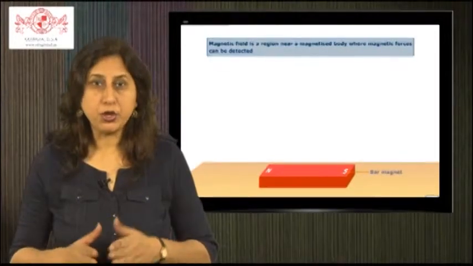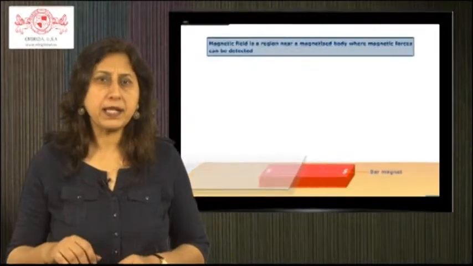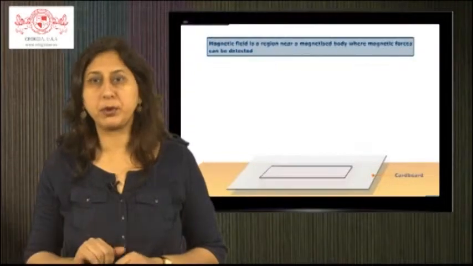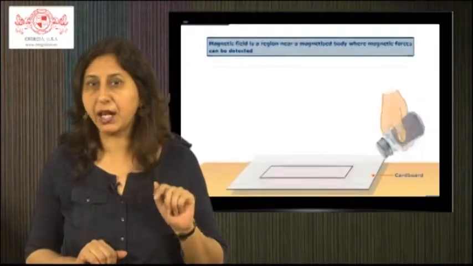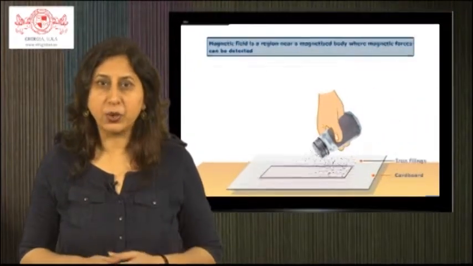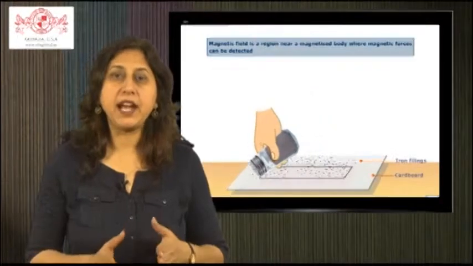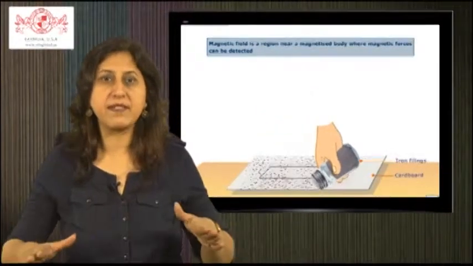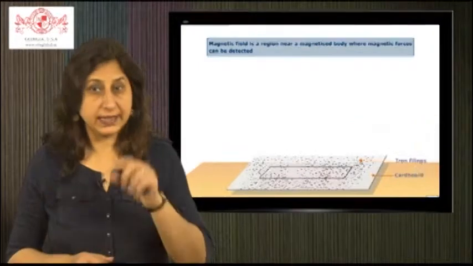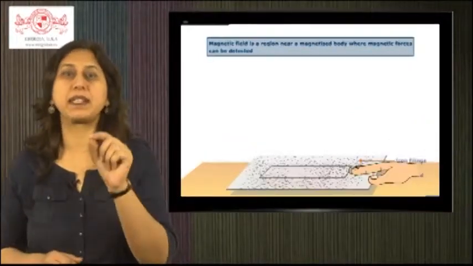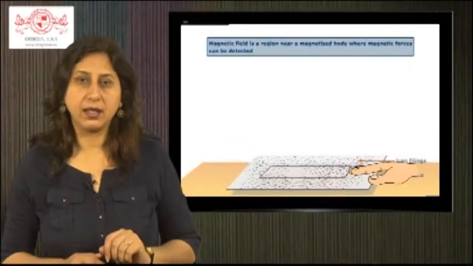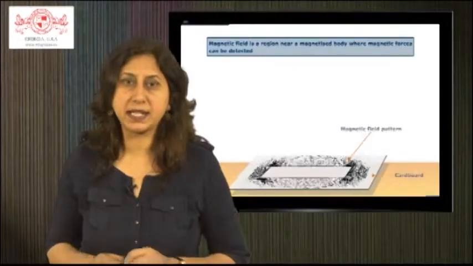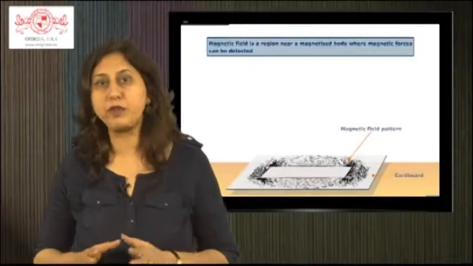Place a cardboard over a magnet. Sprinkle some iron filings on the cardboard. Gently tap the cardboard. Look at this now. We observe that the iron filings align themselves in a definite pattern. These patterns indicate the magnetic field of the magnet. A magnetic field is represented graphically by lines of force.